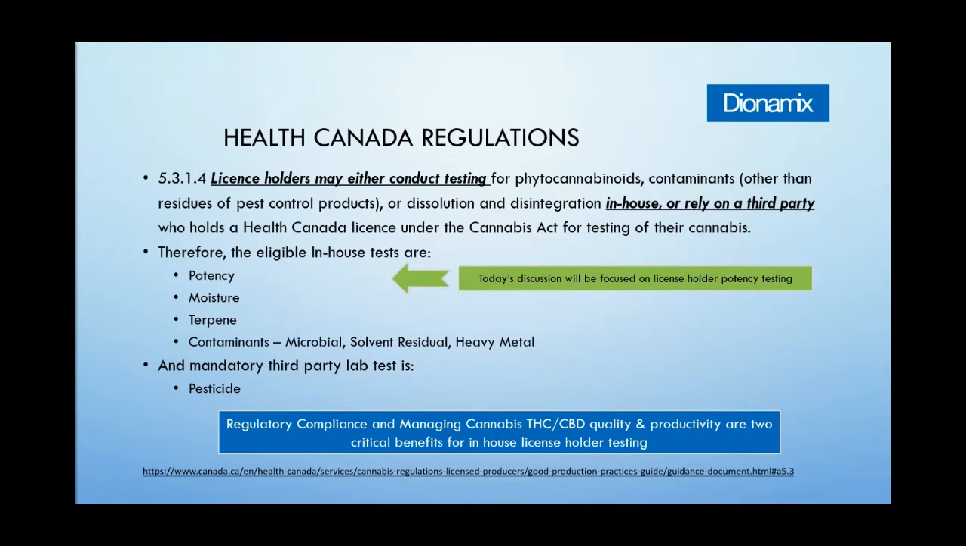The two most important reasons for potency test data are not only for compliance, but also managing the produce output in terms of THC and CBD potency, both of which are obviously critical to sales potential.